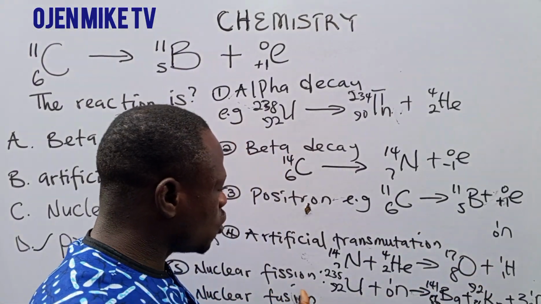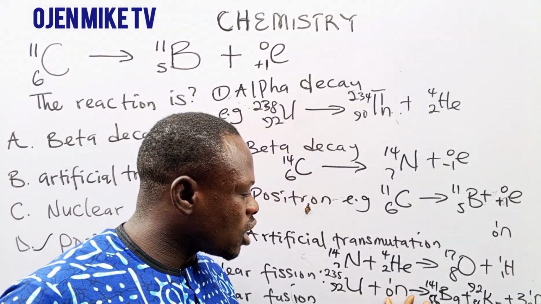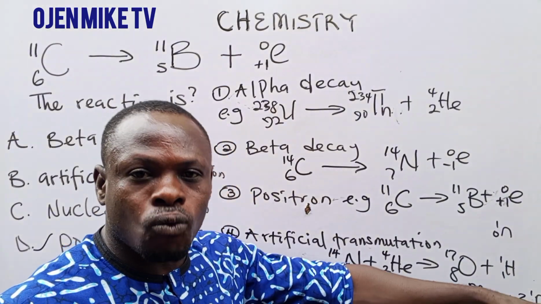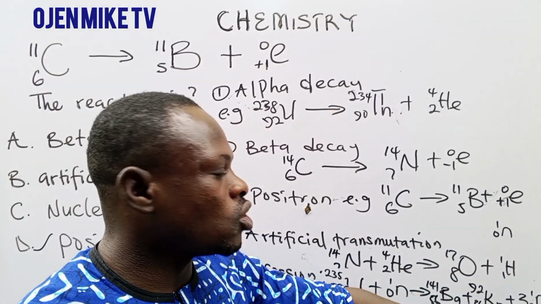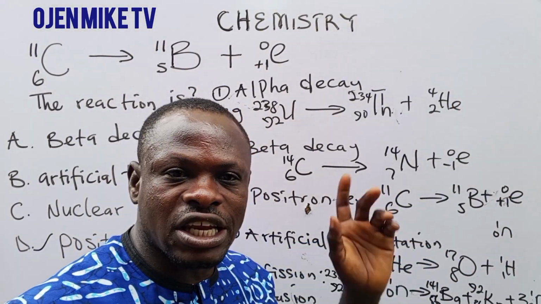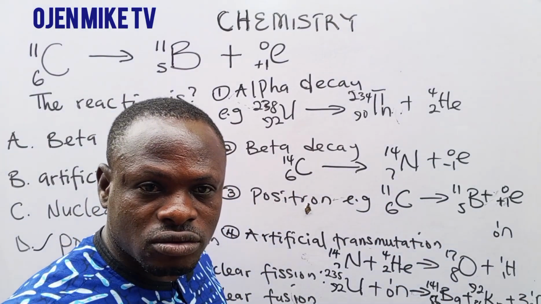In nuclear fission, one heavy nucleus, when it absorbs a neutron, will now split into what? Into smaller ones with three neutrons being released. And of course, all of this will always release what? Release energy. Now let's proceed to nuclear fusion.